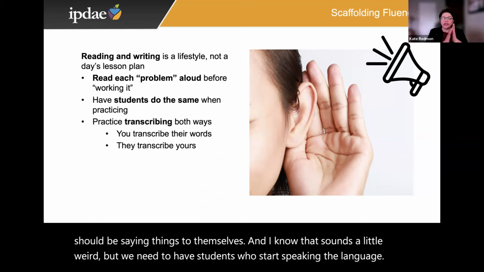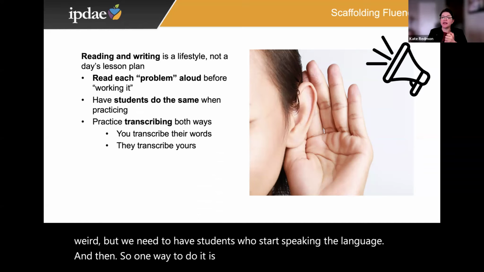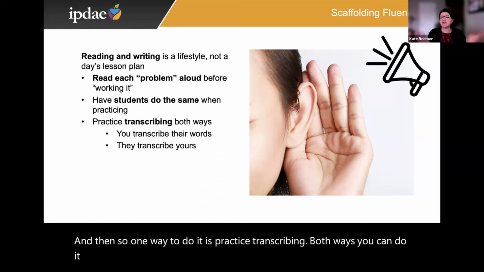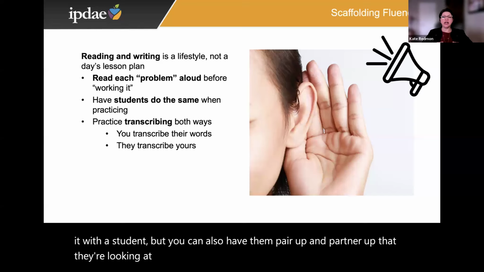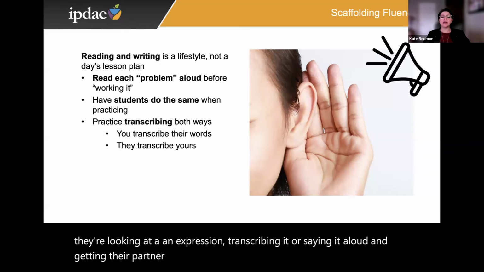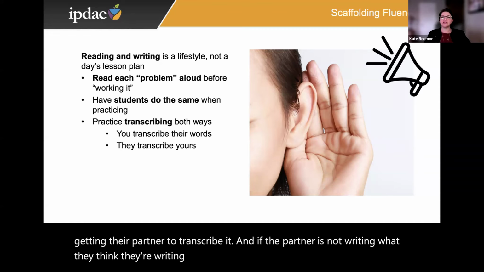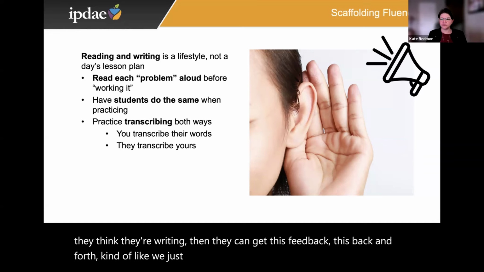And then, so one way to do it is practice transcribing both ways. You can do it with a student, but you can also have them partner up, looking at an expression, saying it aloud and getting their partner to transcribe it. And if the partner is not writing what they think they're writing, then they can get this feedback back and forth, kind of like we just did.